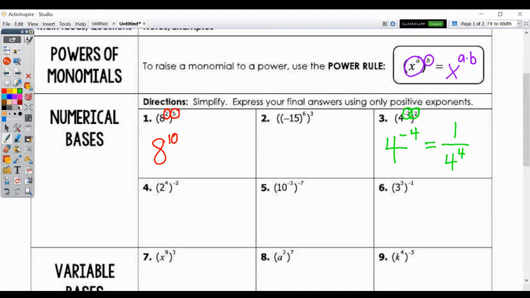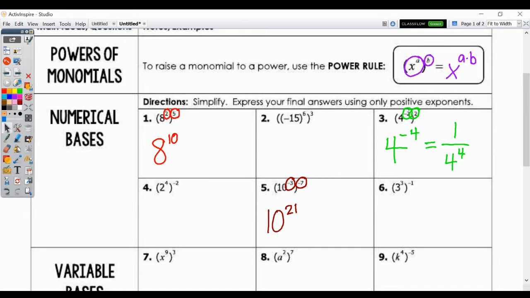Okay, let's look at number 5. So my base is going to be what? Think in your head. It should be 10 because that's what my base already is. And then I take this exponent and I take this exponent and I just multiply them together. Negative 3 times negative 7 is positive 21. So my answer would be 10 to the 21st power.